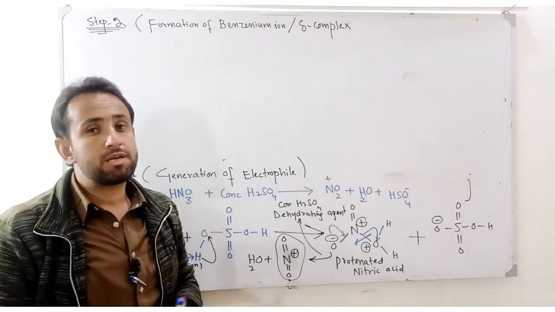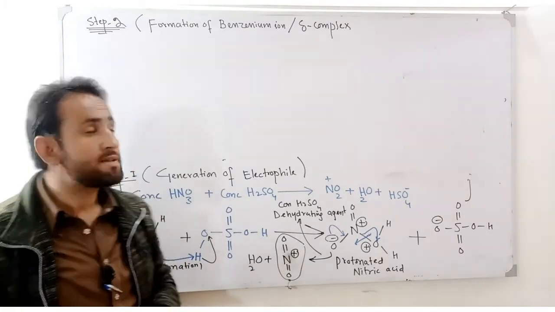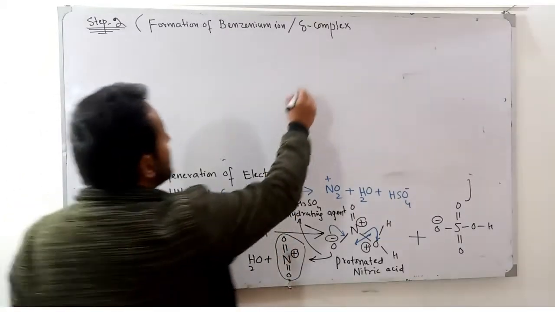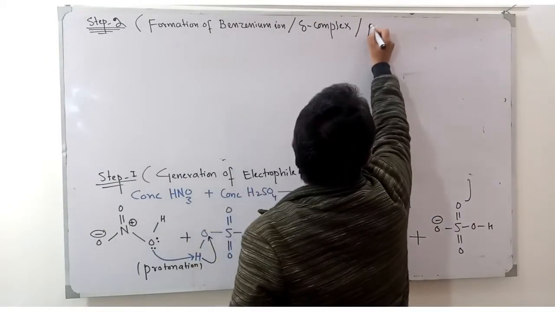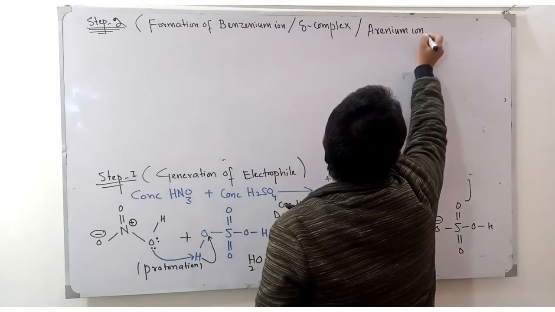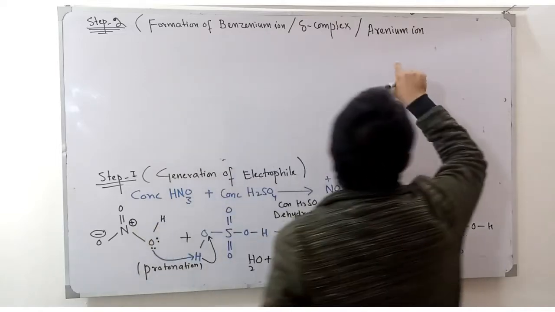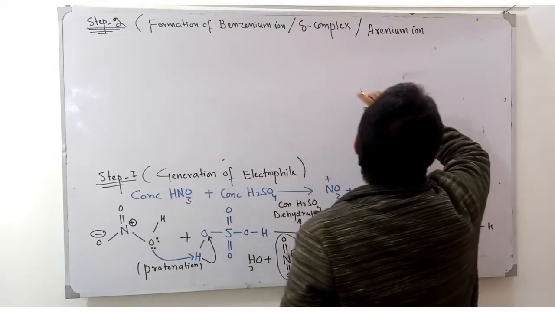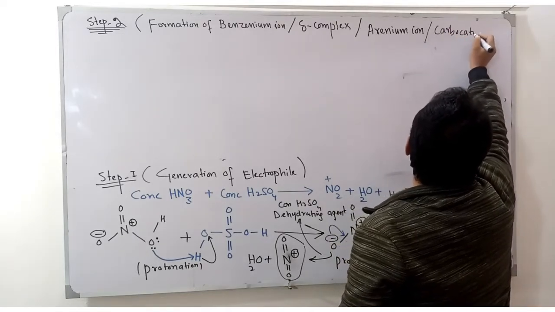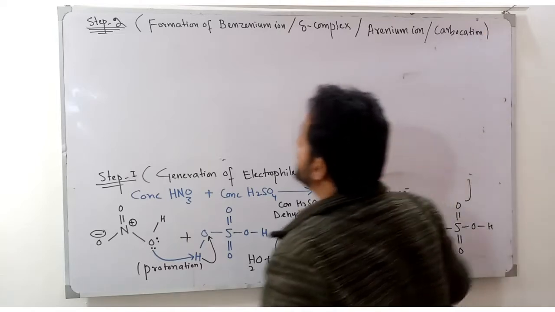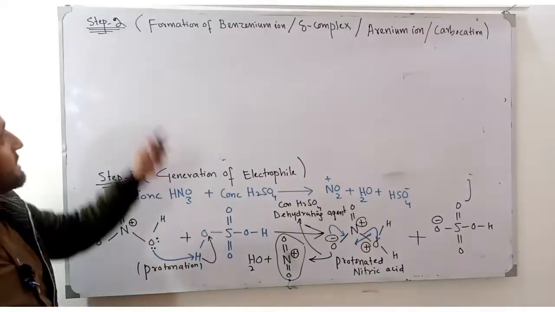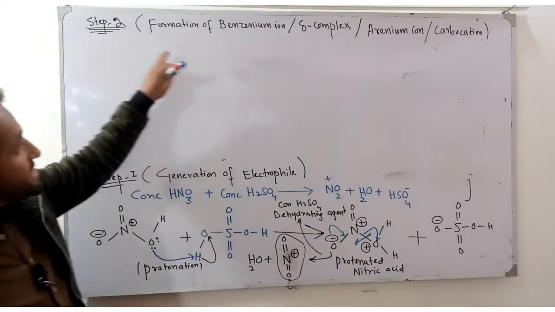I will tell the reason for what sigma complex means, or what benzenium ion means. We also call this step formation of the arenium ion. Again, I will explain in the steps why it is called formation of the arenium ion. Yes, formation of the carbocation. These are the different names given to step number 2. I will explain the reason for all these names.